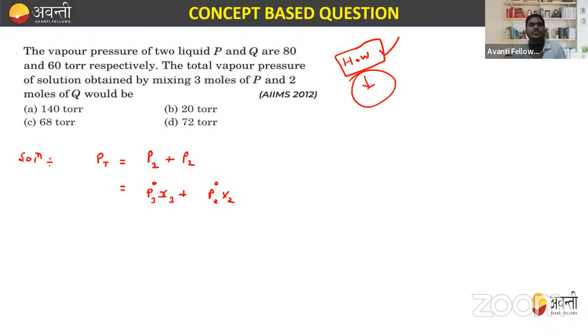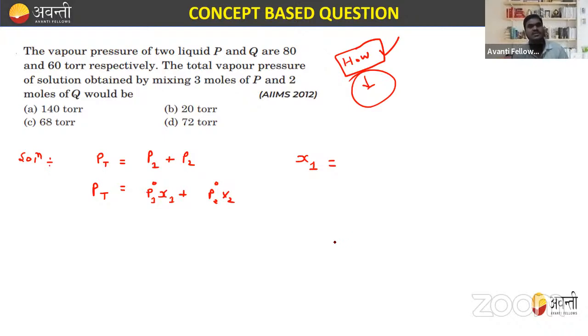In this question, the vapor pressures of the two liquids P and Q in the pure state are already given, P is 80 and Q is 60. Now you have to calculate the mole fraction of each, X1 and X2, and when you calculate the mole fraction, you get the answer. It is a very simple question, and it also came in the AIIMS 2012 examination. So let's calculate the mole fraction of each: X1 means P, and X2 means Q.